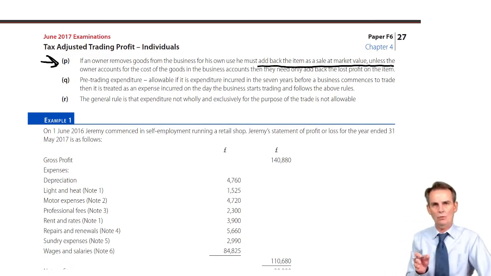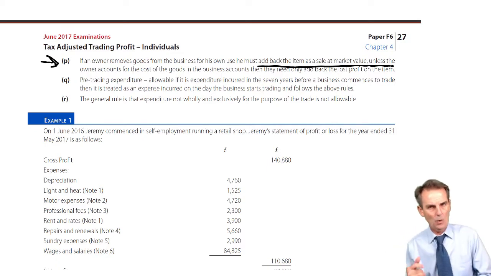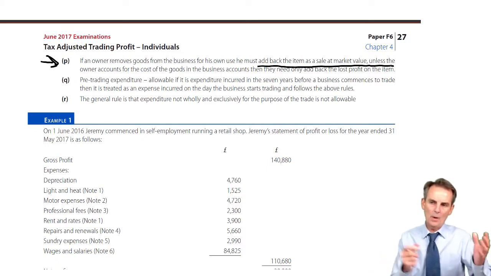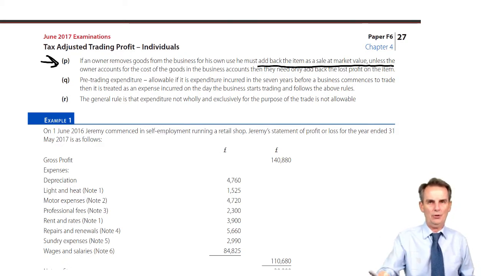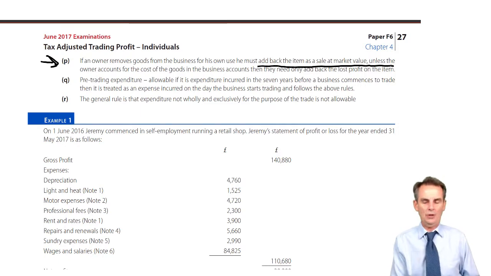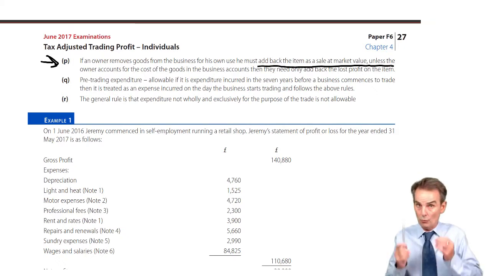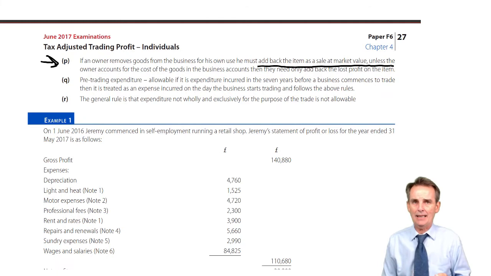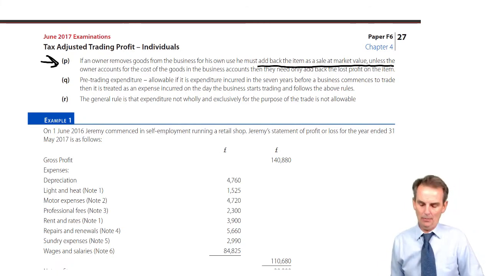So the basic rule is you help yourself to a stock item, think what would have happened in the accounts. When it was bought, you debited purchases, it's a part of the cost of sales. However, it's never sold and it doesn't feature in closing stock because you helped yourself to that item. Now that therefore is not going to be tolerated. So what is the rule is we add back at selling price. Now there we have another problem.